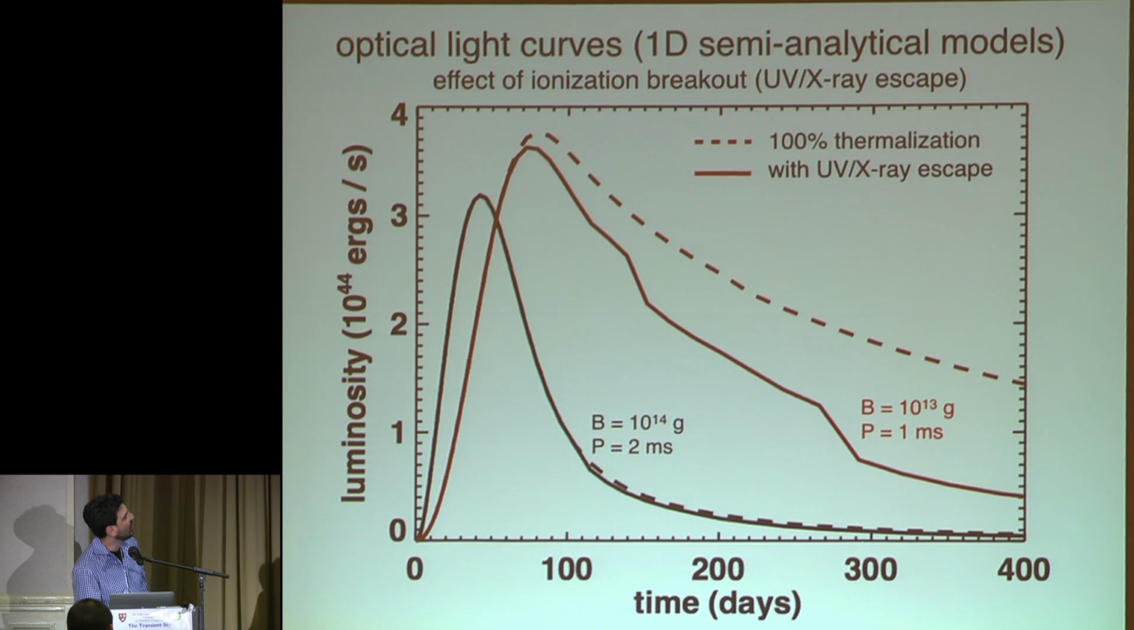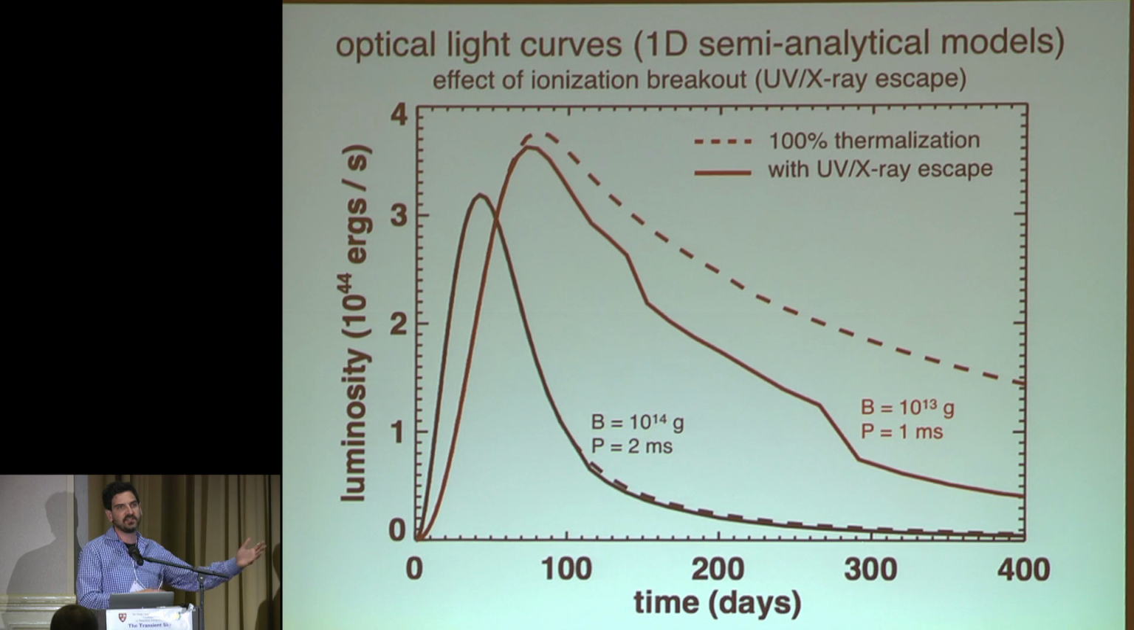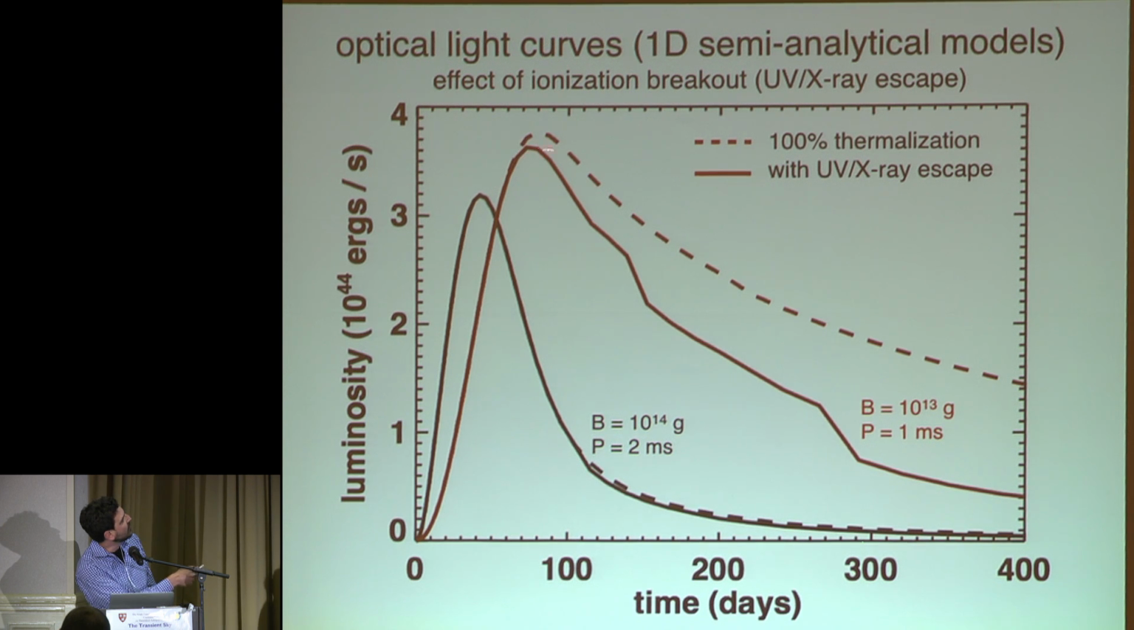And so the last thing I'll show is, if you can model this, again, these are 1D semi-analytic models showing what the effect of that X-ray escape may have on the optical light curve. Here, this dashed line would be the model you would get if you assume that 100% of the energy from the magnetar is thermalized and comes out in the optical. But if some of that energy escapes as X-rays, as the magnetar ionizes the ejecta or leaks out of this porous region, you get a decreased luminosity here.